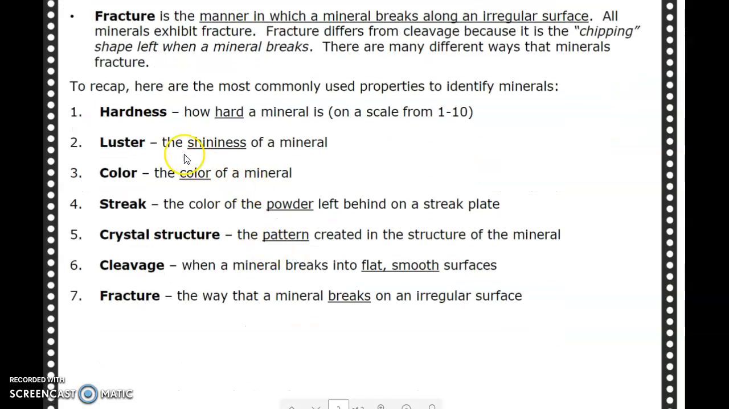And just as a recap, here are the most commonly used properties to identify minerals. Hardness, which is how hard a mineral is on a scale from 1 to 10. Luster, which is the shininess of a mineral. Color, which is just the basic color of a mineral. Streak, which is the color of the powder left behind on a streak plate. Crystal structure, which is the pattern created in the structure of the mineral. Cleavage, which is when a mineral breaks into flat, smooth surfaces. And then fracture, the way that a mineral breaks on an irregular surface.